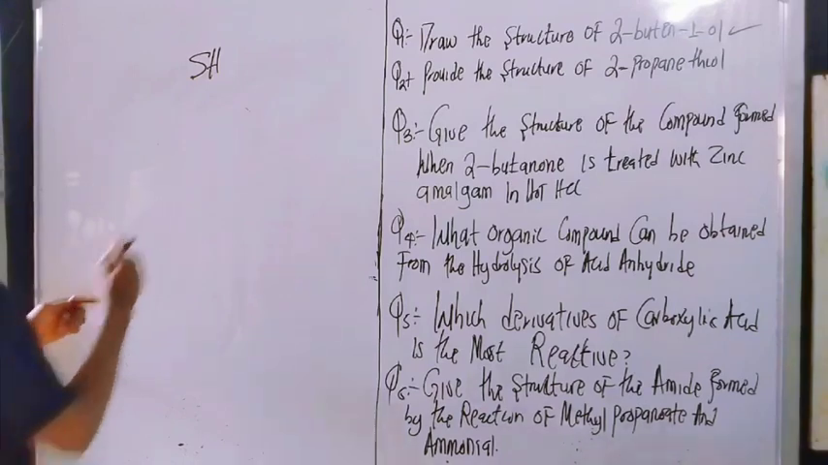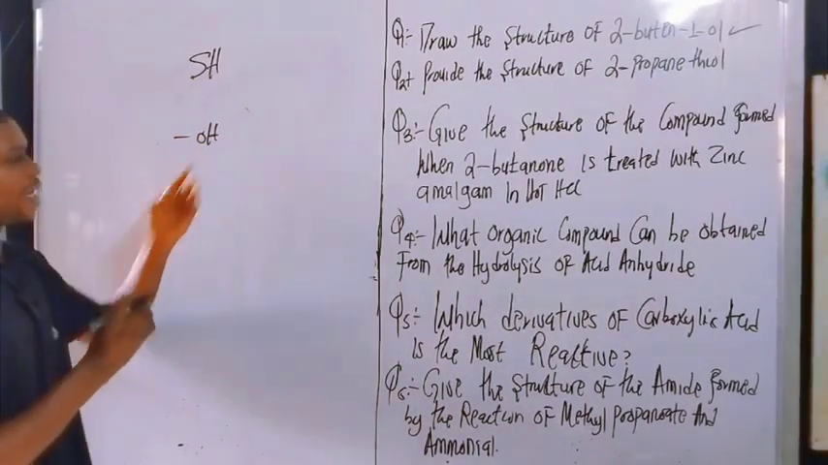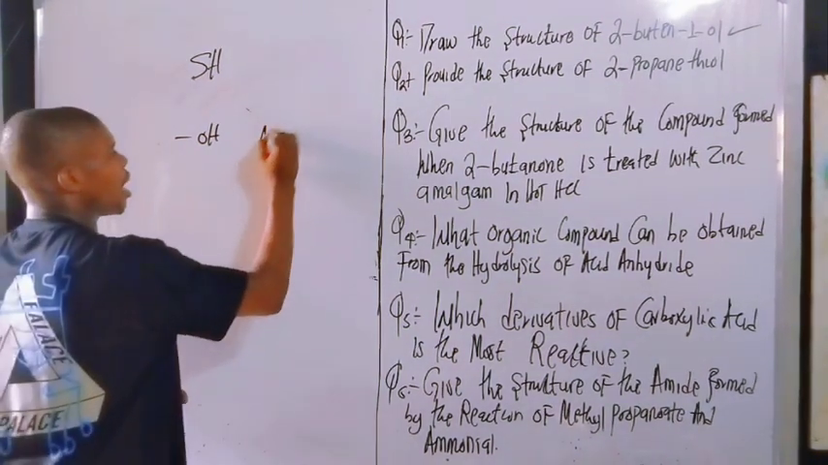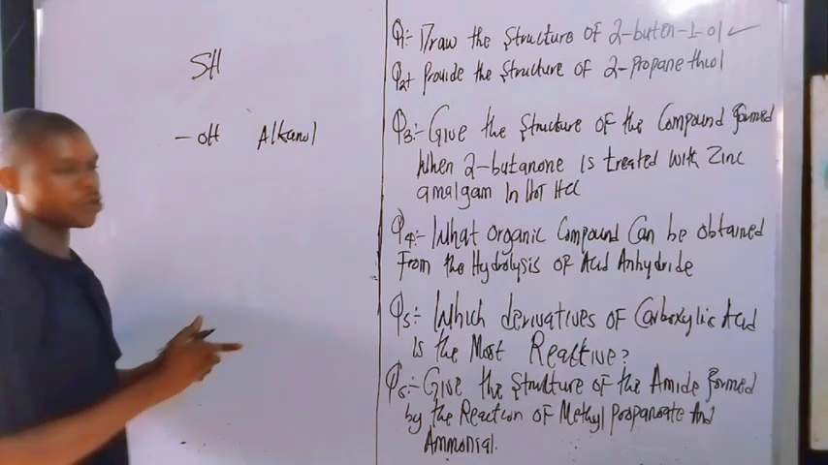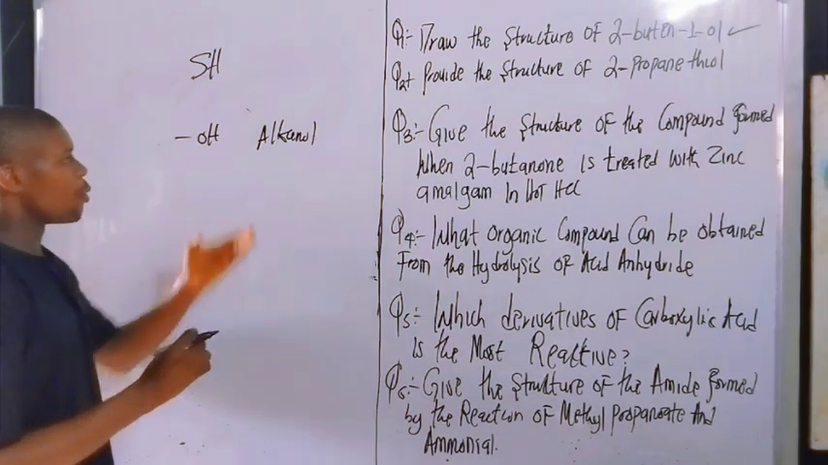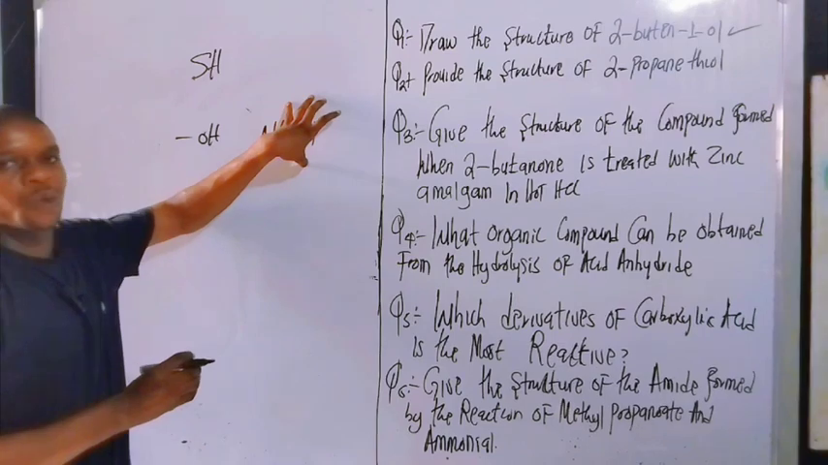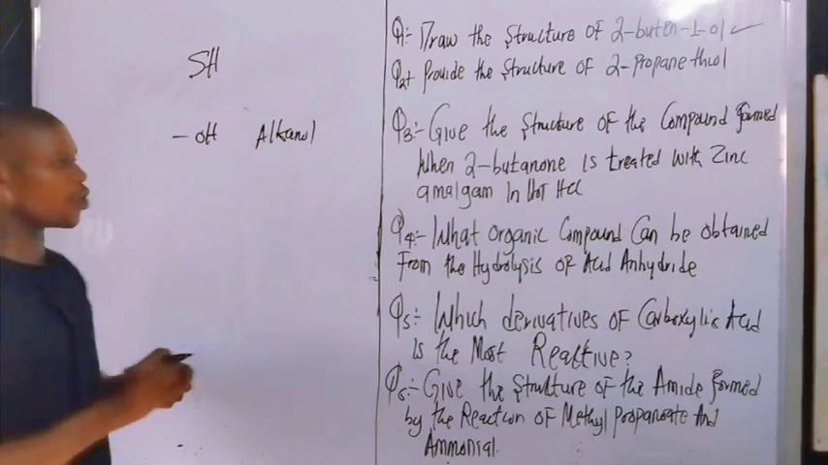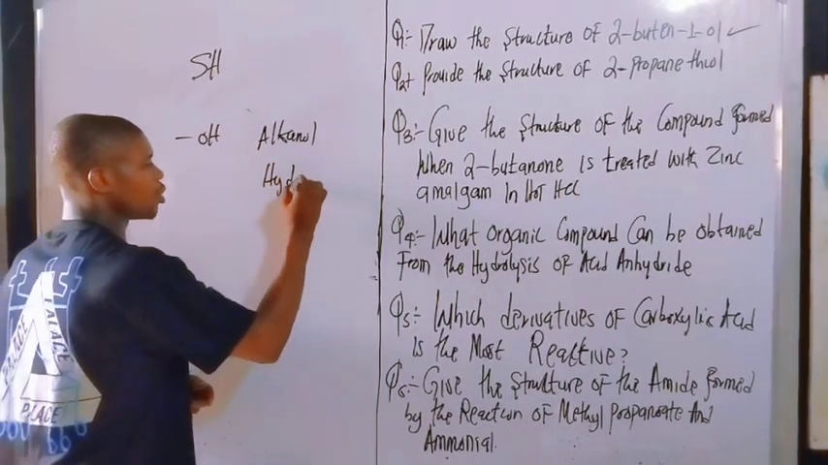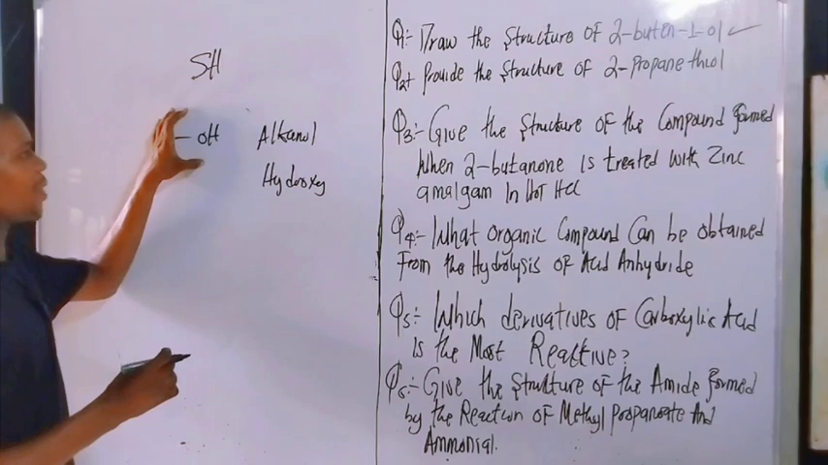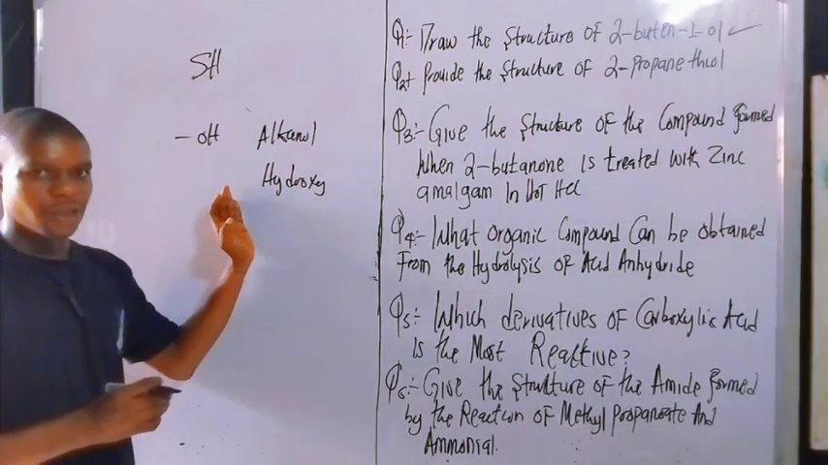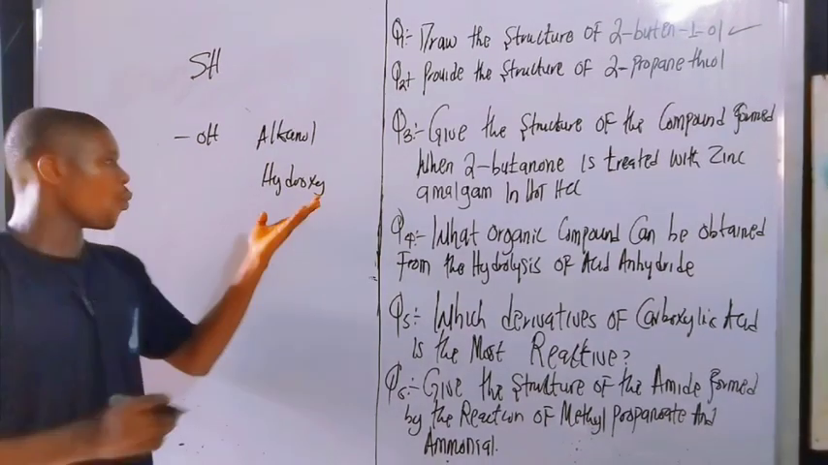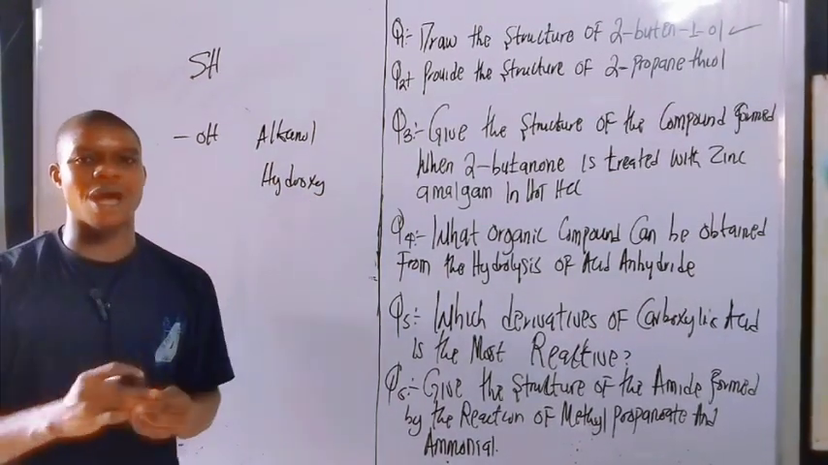Just like here we have OH. Remember, if OH is the functional group, it's called alkanol. But if it's a substituent, if it comes after a substituent, it's called hydroxy. So OH can be alkanol and hydroxy. This one is acting as the functional group, and this one is acting as the substituent, that is, you have a higher functional group.